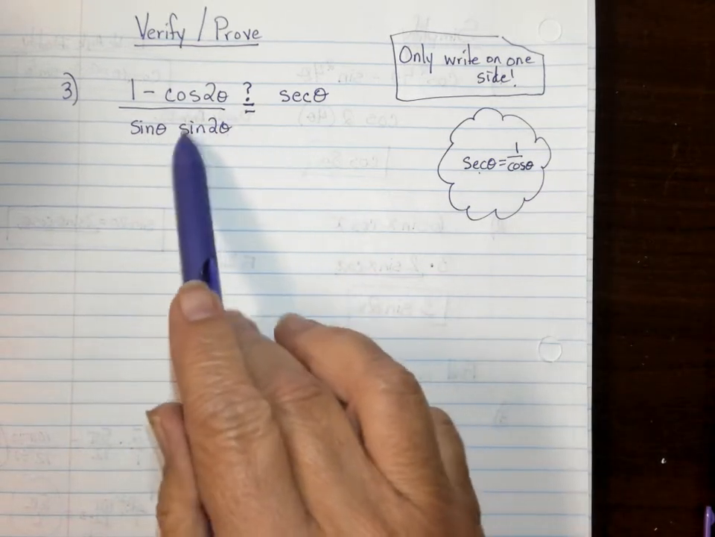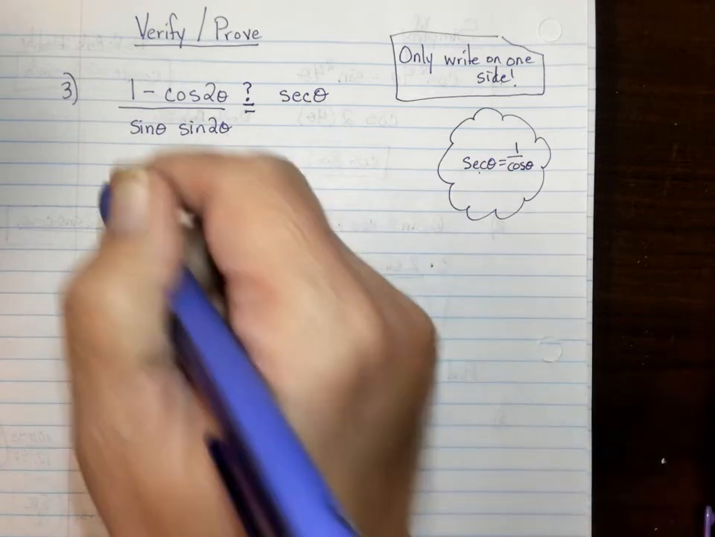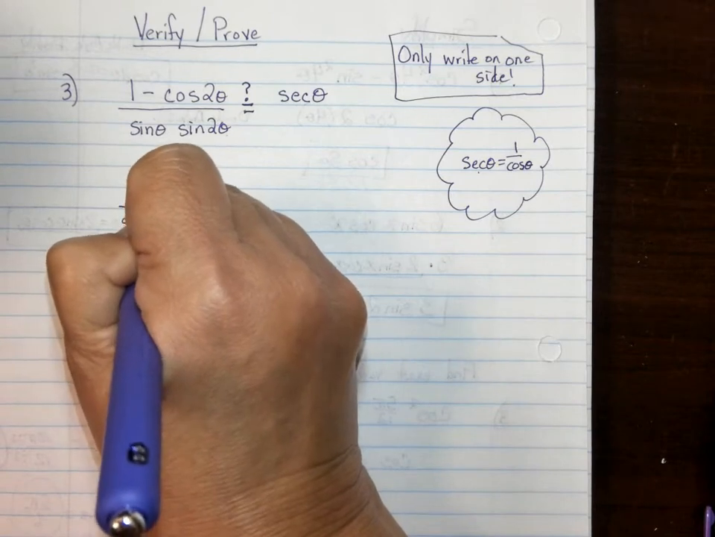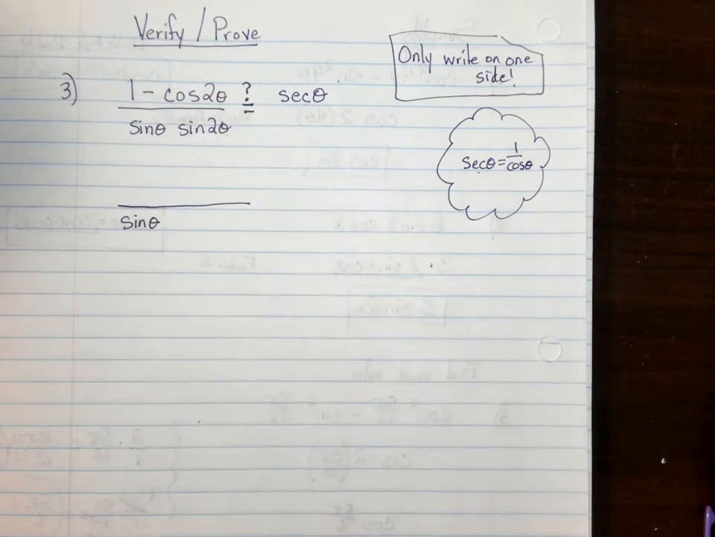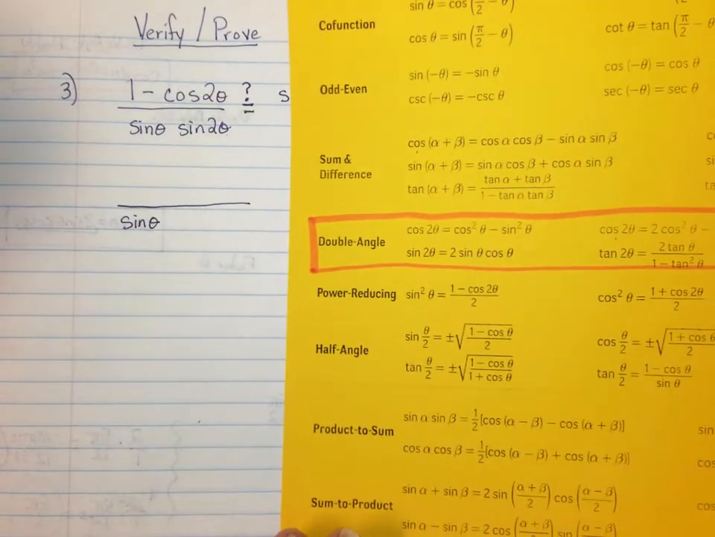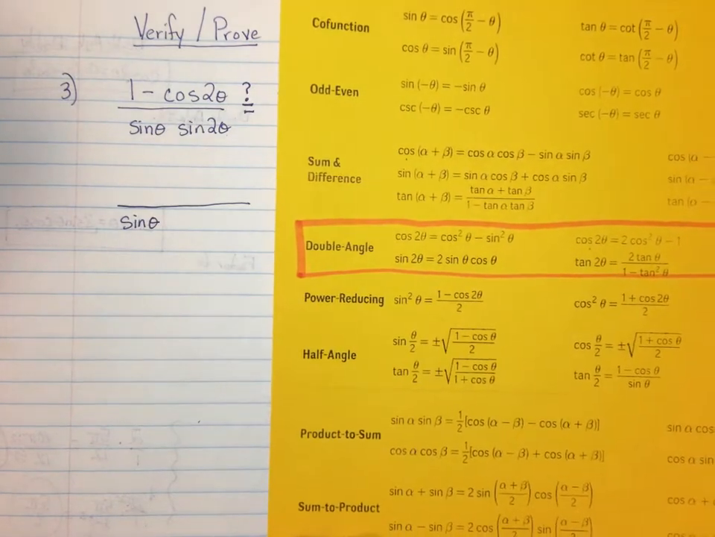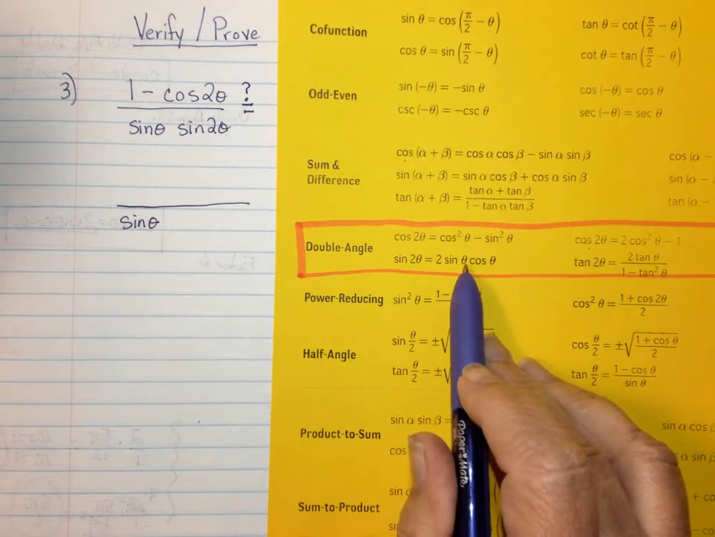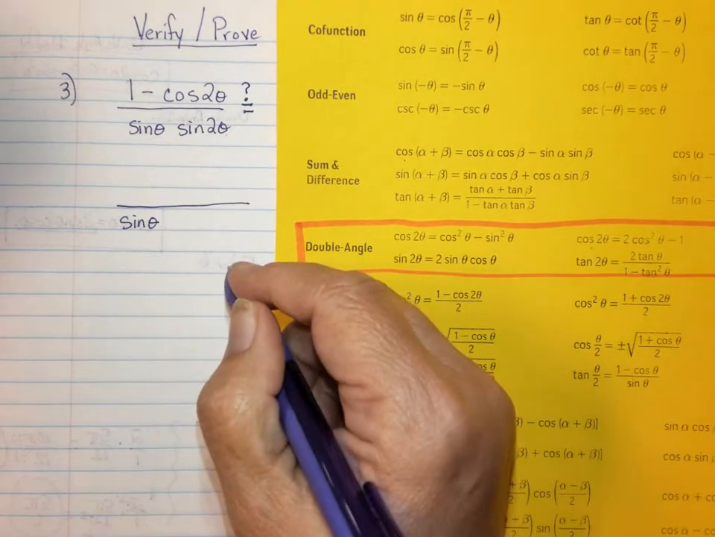All right, let's deal with this sine 2 theta first, because with sine, there's only one choice. So I'm going to write down my sine theta. All right. Then I'm going to my formula chart. Sine of 2 theta is 2 sine theta cosine theta. So I'm going to do a substitution there.